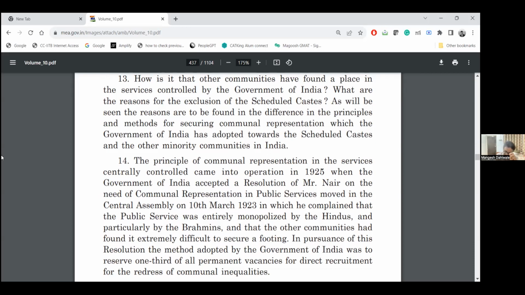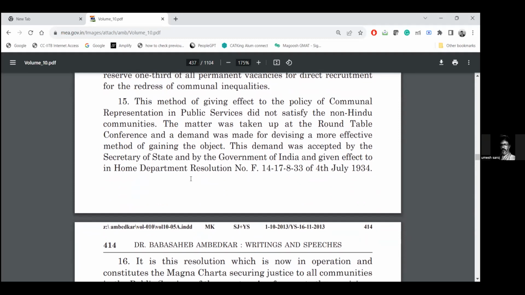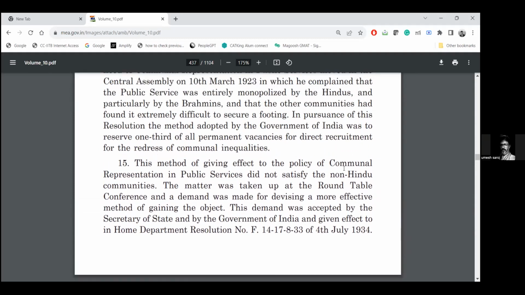So in 1925, it was agreed that one-third of all the permanent vacancies for direct recruitment would be reserved for the redress of communal inequalities, right? Let's read further. Still, I have one page over here, where somewhere they still say they did not find any suitable candidate in recruiting. Yeah, it still goes on. It has not changed much. It has not changed a lot. Right? Yes.